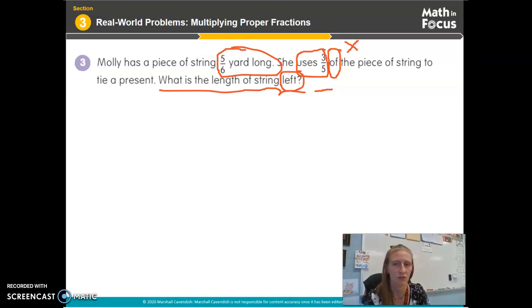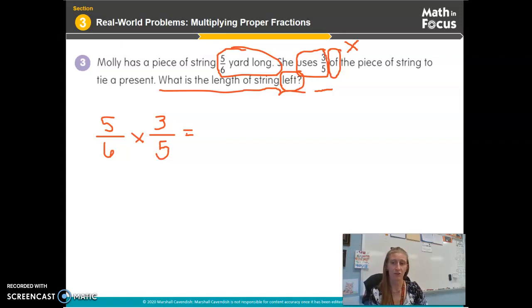Okay, I'm ready to do some work. I know how much string she has, and I know how much of it she used. I'm going to set up a multiplication problem: 5/6 times 3/5. I like to use the cross-canceling strategy so that I don't have to simplify at the end. So I'm going to show you how to do that in a different color.